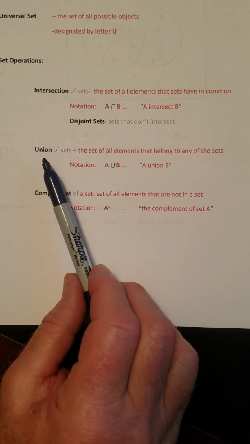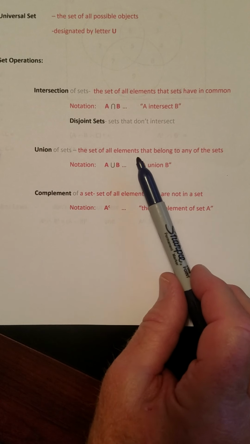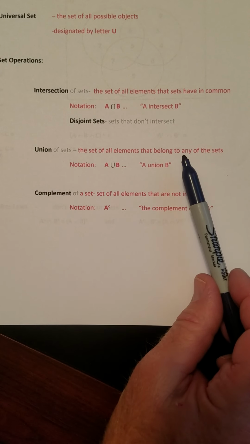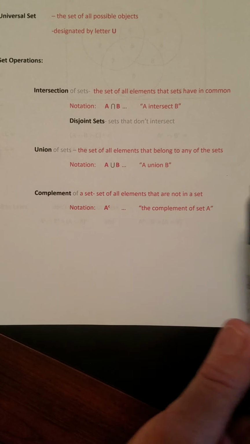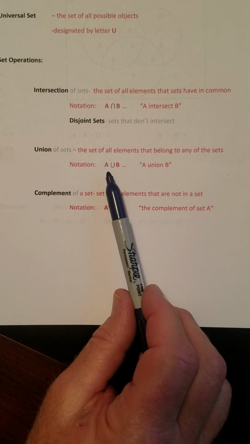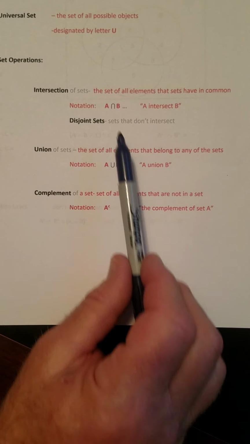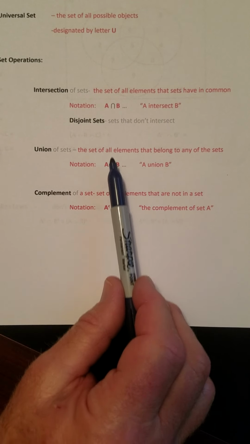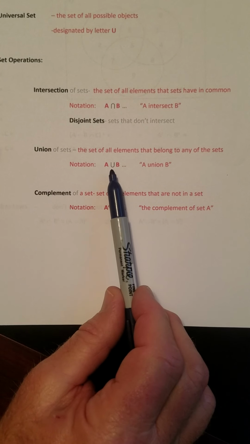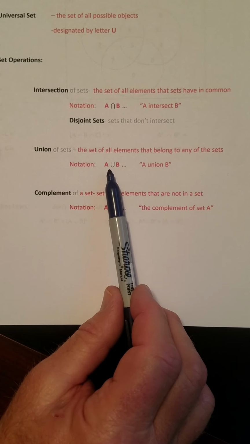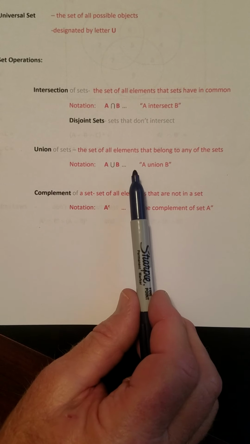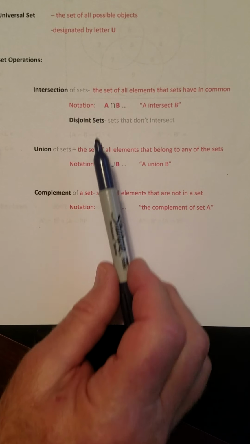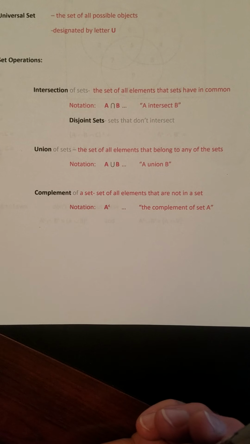The union of 2 sets would be the set of all elements that belong to either one of the 2 sets, and it could be both. So notice the symbol here, that's an upside down U, so they're easy to pick out. I remember this one is a U, so U for union, A union B, and that's how you say it, A union B. So you got A intersect B and A union B.